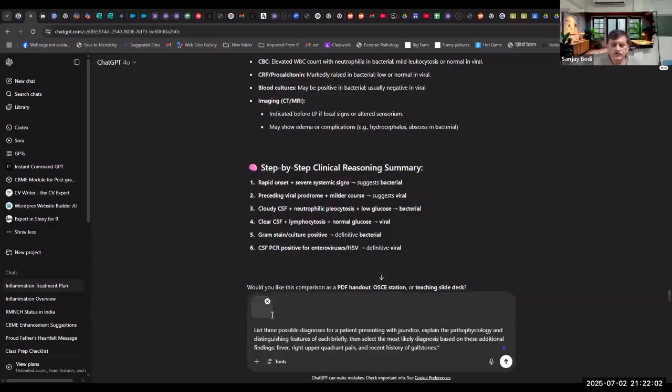So we'll just give it the prompt. List three possible diagnoses for a patient presenting with jaundice. Explain the pathophysiology and distinguishing features of each briefly, and select the most likely diagnosis based on these additional findings, that is fever, right upper quadrant pain, and recent history of gallstones.